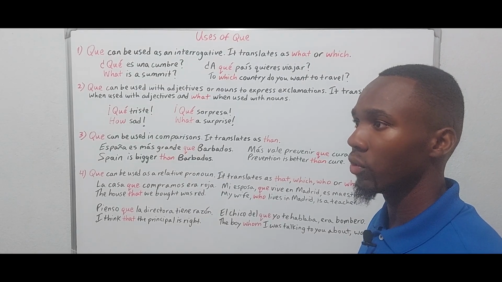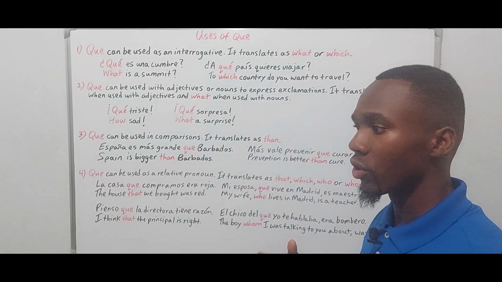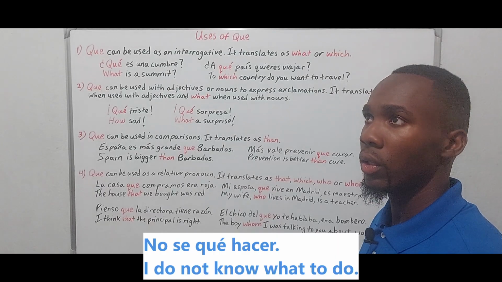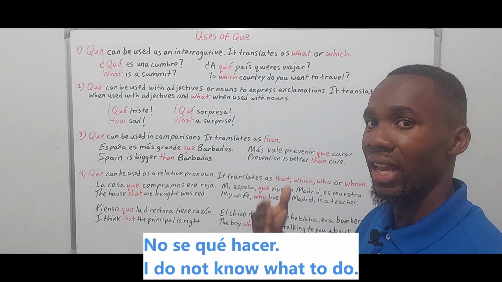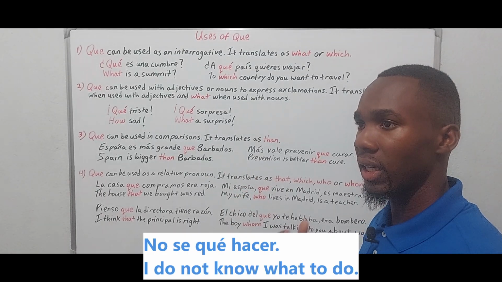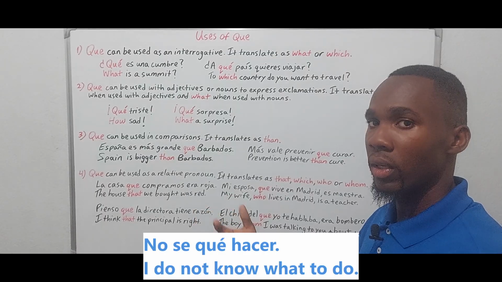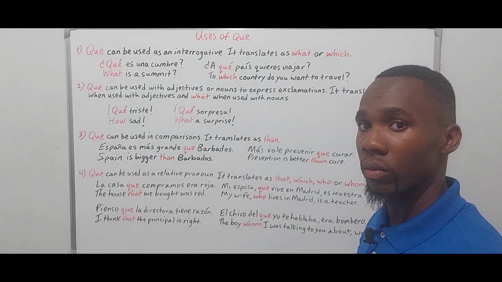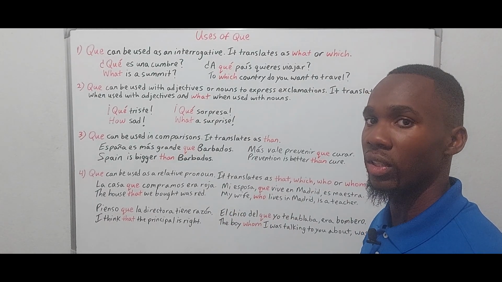Now, que can also be used for indirect questions. For example, no sé qué hacer. I do not know what to do. Now, obviously, this is not a question because it doesn't end in a question mark, but que has to be used as an interrogative there because it is an indirect question. I do not know what to do. It is essentially asking, ¿qué hago? What do I do? I do not know what to do. So, ¿qué hago? What do I do?